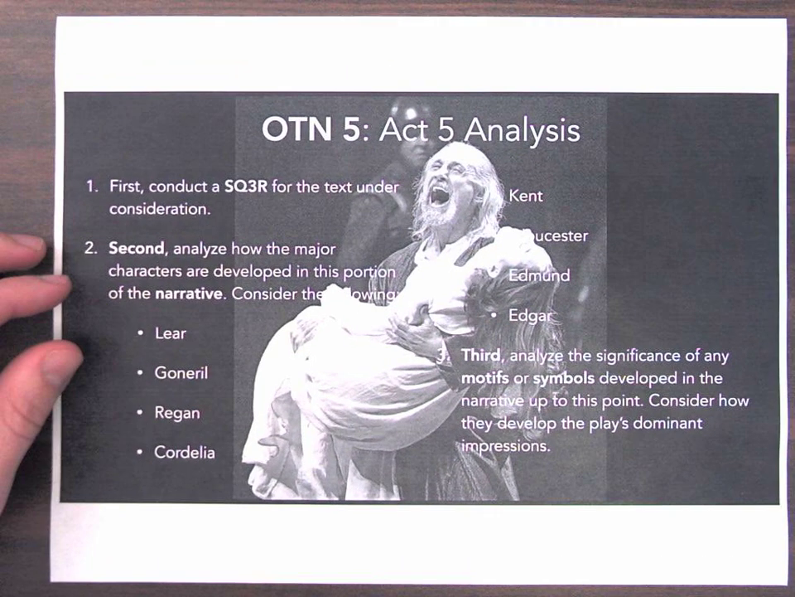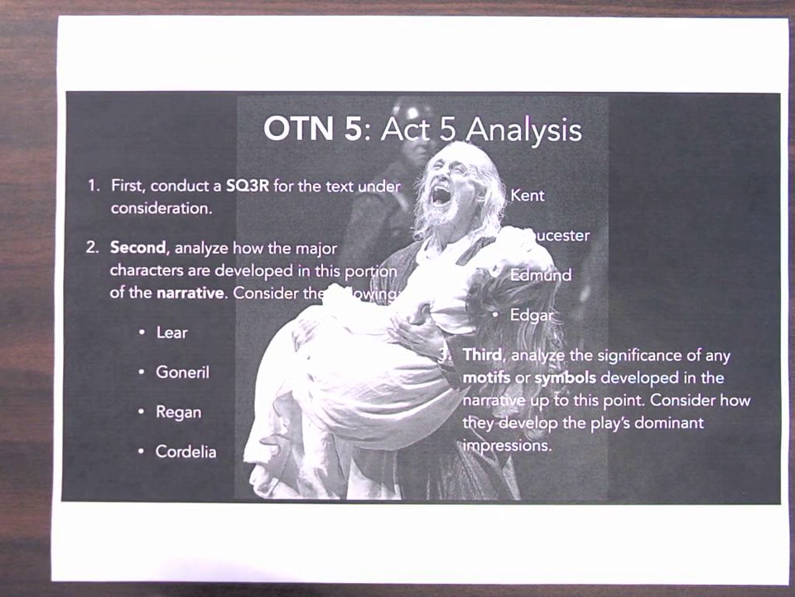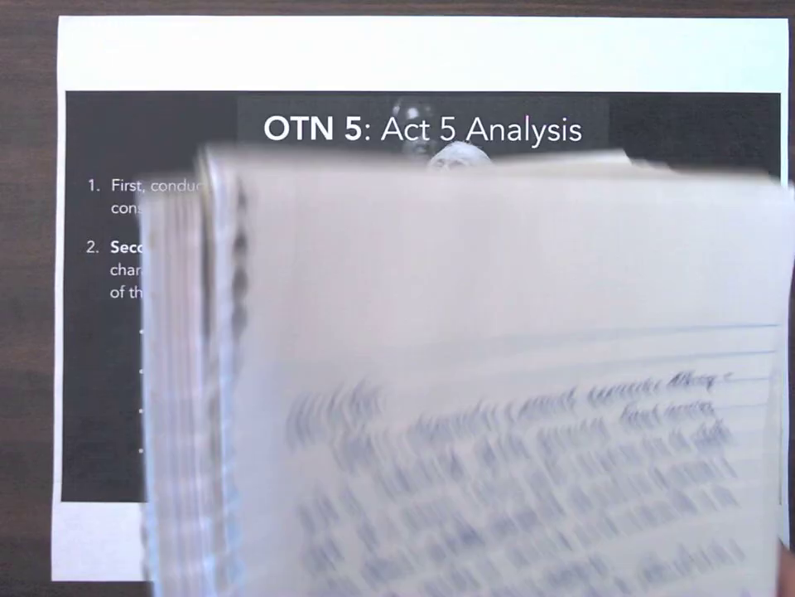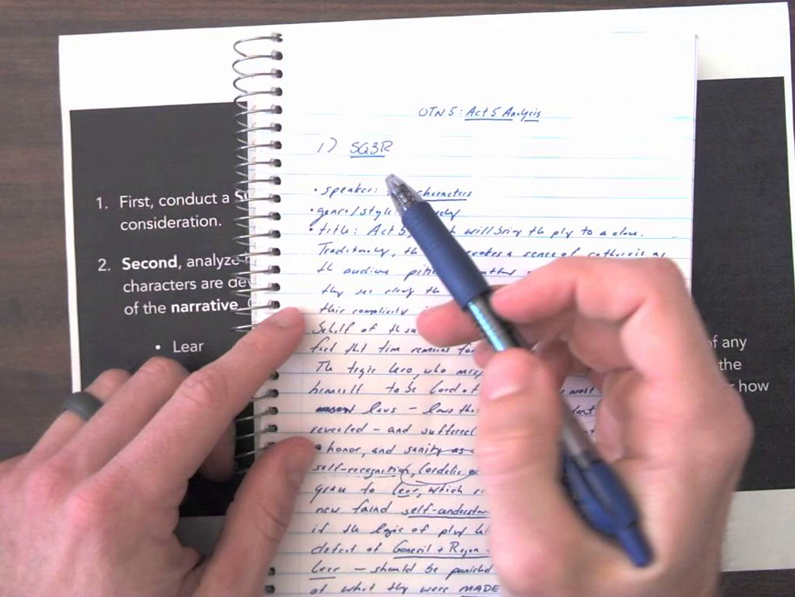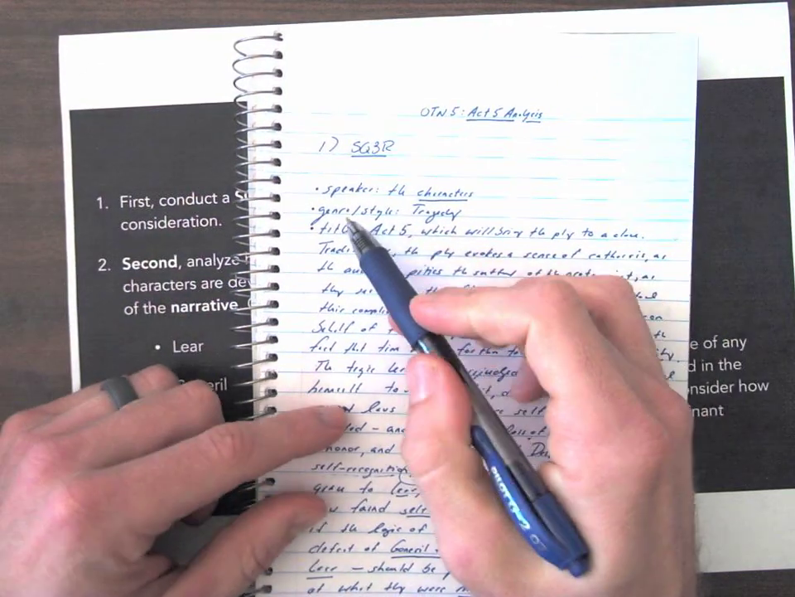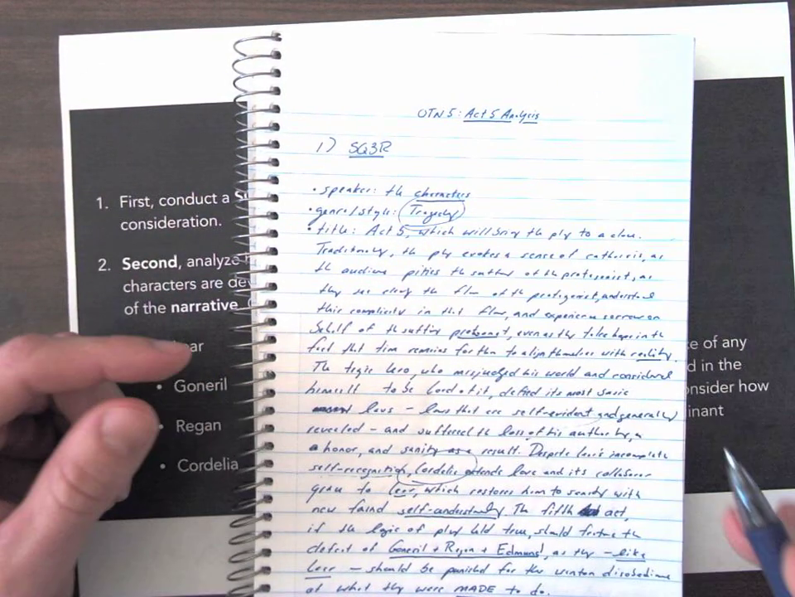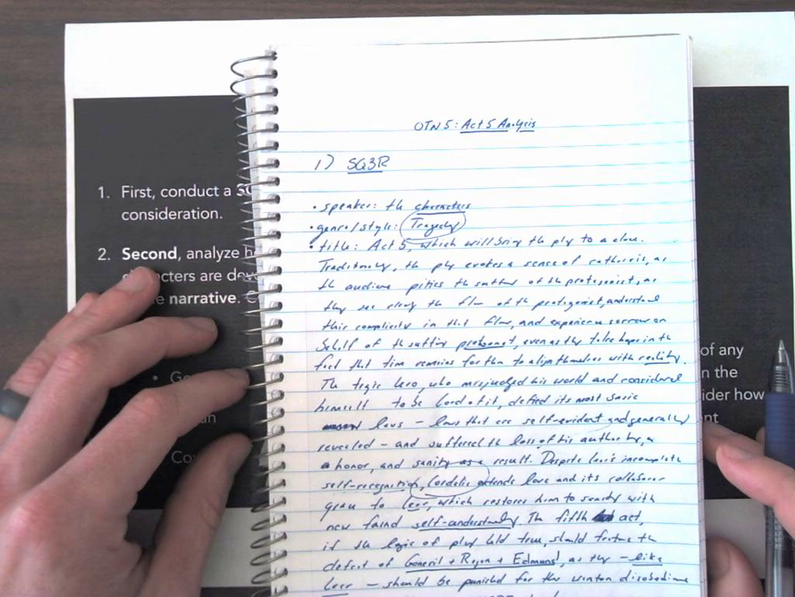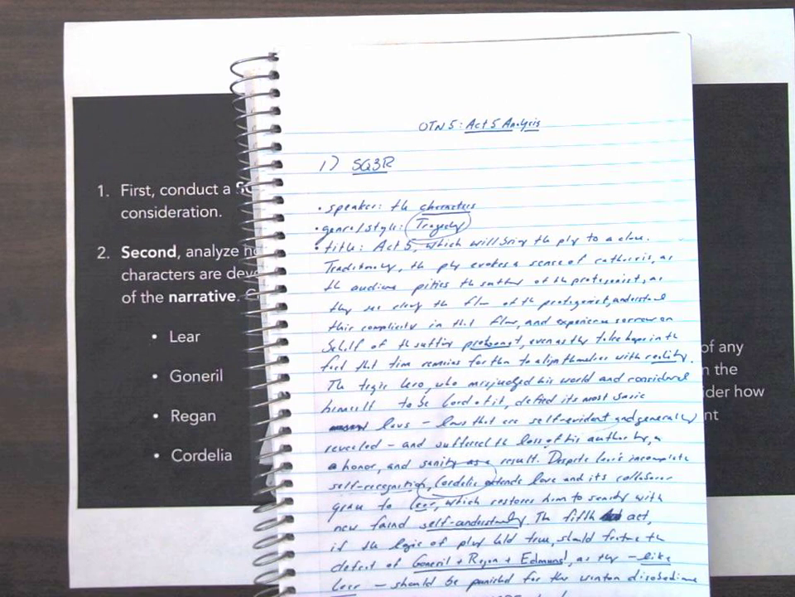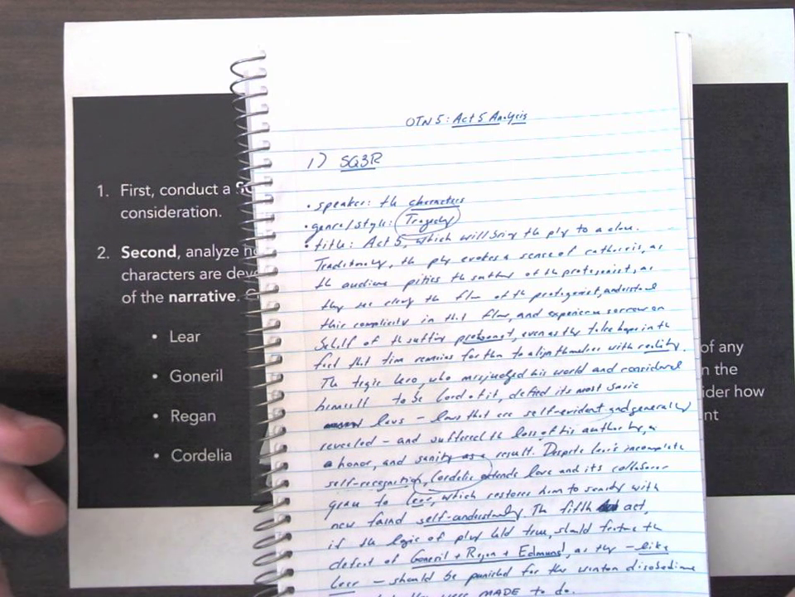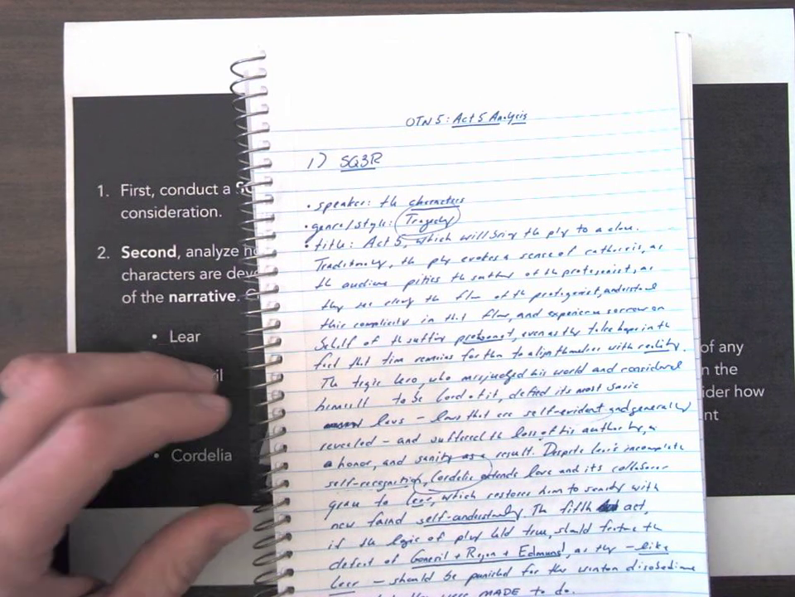All right, let's go ahead and jump back into Act 5 and conduct our SQ3R for the text under consideration, okay? So we want to begin by just simply surveying the basic details of the text. Who's the speaker? Well, it's obviously the characters. What's the genre, the style? It's tragedy, okay? A tragedy, notably, is a play that is an exploration of the meaning of some form or fashion of human suffering. Okay, so tragedy is not a play in which the protagonist just stubs his toe over and over again, or accidentally chops his hand off. Right? Oh, what a tragedy!